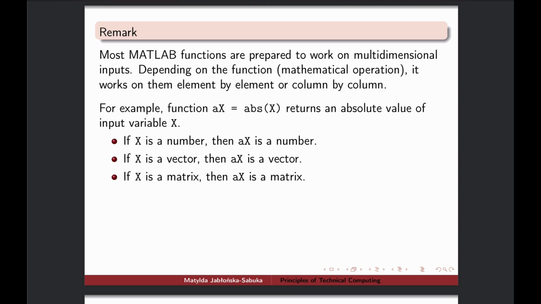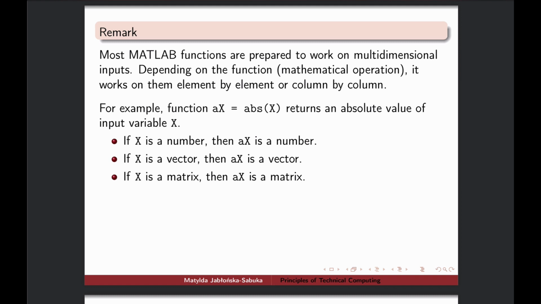Okay, so let's go further. Of course, Matlab has lots of built-in functions, especially for mathematical operations, and not only. And depending on the function or on its role, and depending on whether you apply it on a scalar, a vector, or a matrix, you may get varying result size or what it looks like.